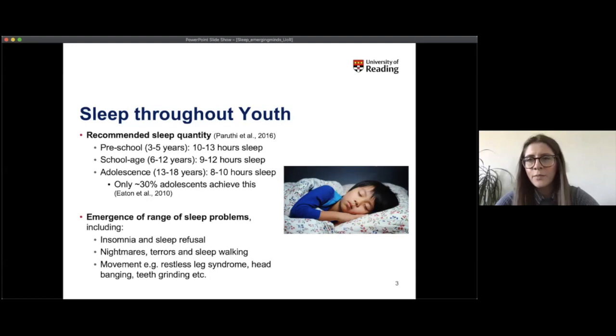Also, once we move through childhood and adolescent years, some young people will experience sleep problems. And these are really varied. There are lots of different recognised sleep difficulties and sleep disorders. Some of the more common ones might be things like insomnia, so difficulty getting to sleep and staying asleep, or experiencing things like nightmares or night terrors. I'm going to talk about some of the more common ones a little bit later on, but that's a bit of an overview of the variation in what young people might experience.